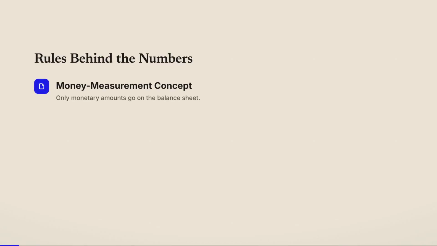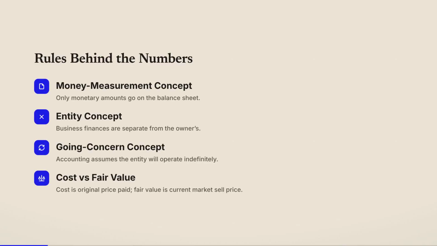Several accounting concepts shape what appears on the balance sheet. The money measurement concept says only items that can be expressed in monetary terms go on the statement. The entity concept keeps the business separate from the owner's personal finances. The going concern concept assumes the entity will keep operating indefinitely. The source also contrasts cost and fair value. Cost is the original amount paid, while fair value is the amount an item could reasonably sell for in the marketplace. These ideas explain why balance sheet numbers are structured, not random.